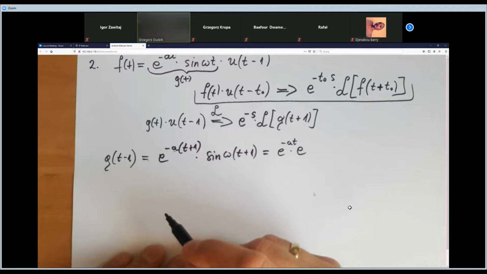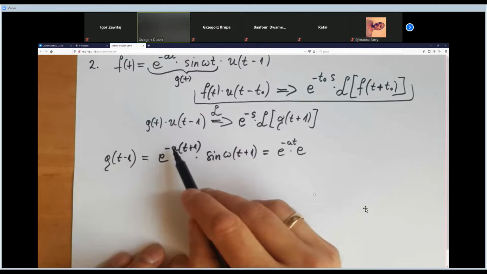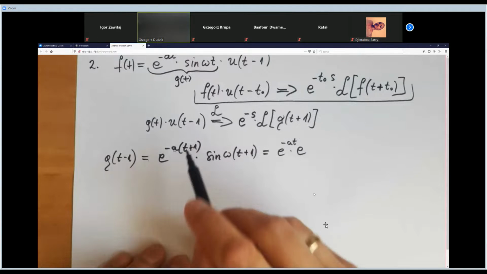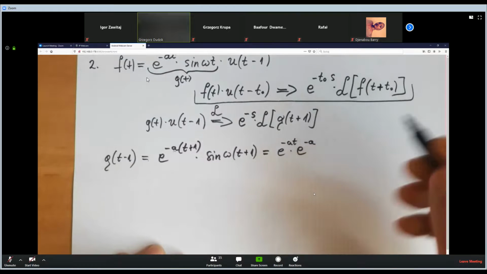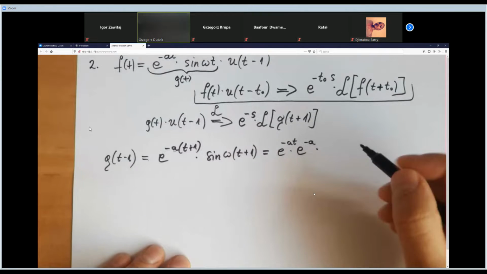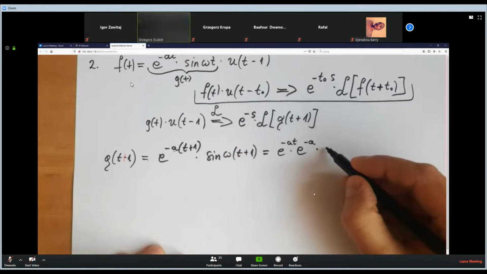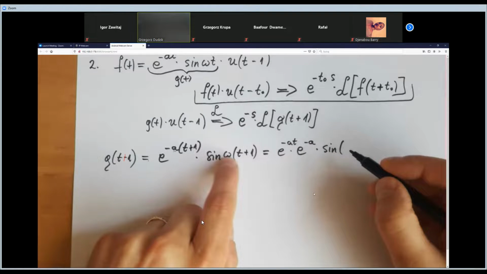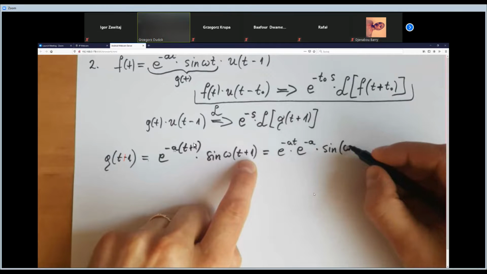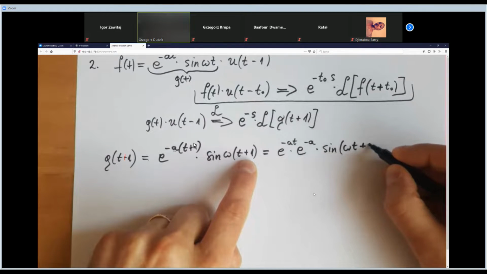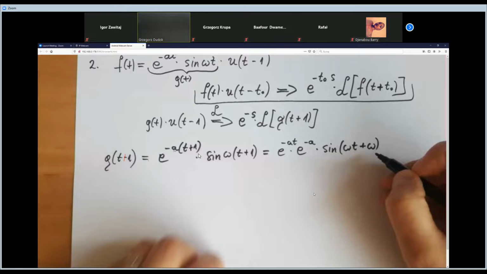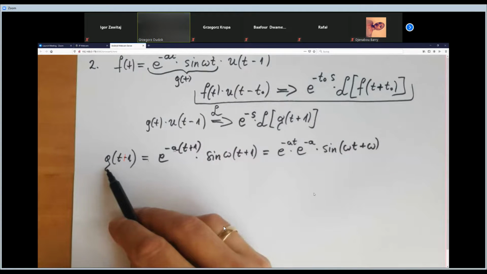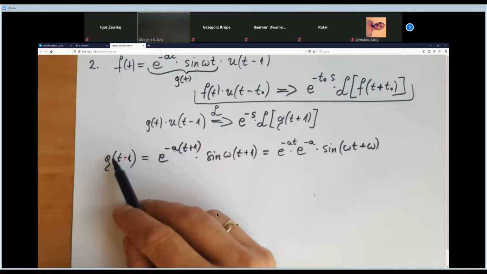Great. So it will be the minus e^t, minus E. Okay, so this is the minus E times the sine function from, if we multiply the omega by the brackets, we'll have omega t plus omega. Great. So this is our function g from t minus 1.